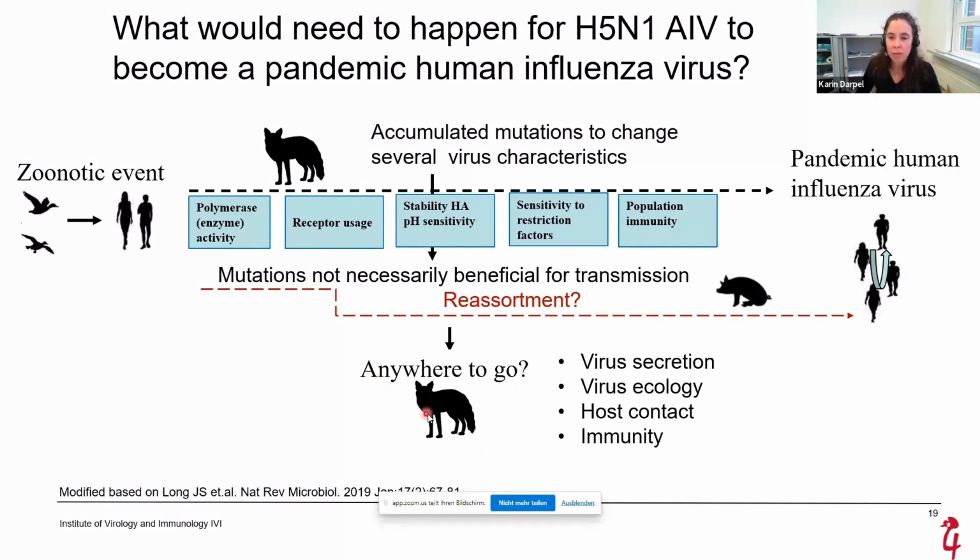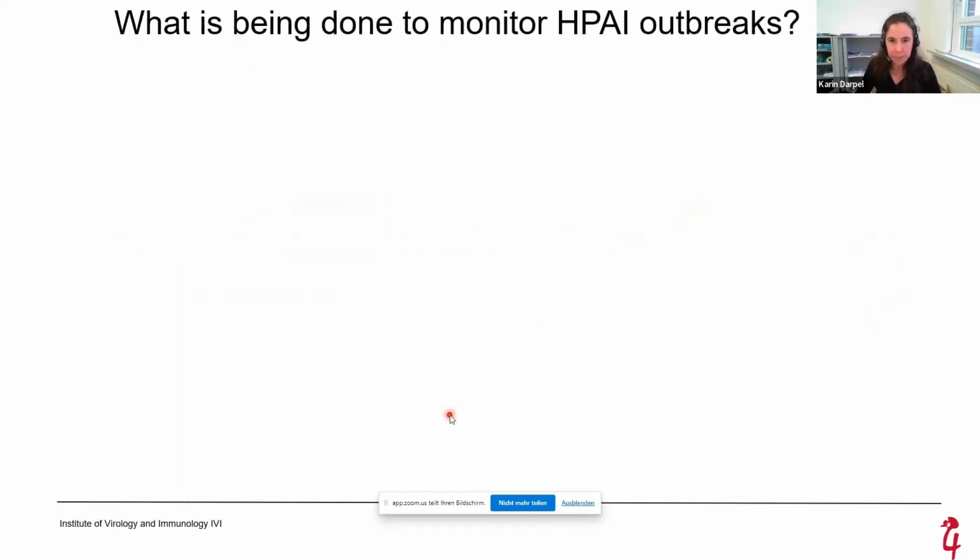Let's say it emerges in a fox. Then the question is, how much virus is being secreted? How big is the host population? Can this virus actually be passed on? What is the host contact? Would this new host actually have any contact with humans? And what would be the immunity in the host population to this emerging virus? So other factors, not just virus mutation and evolution, but also selection, are of clear importance.